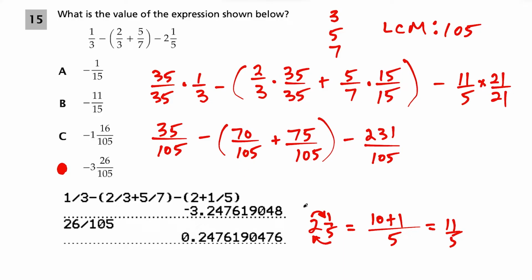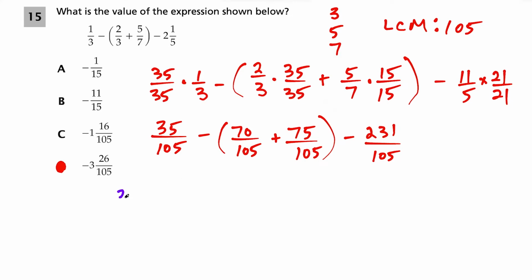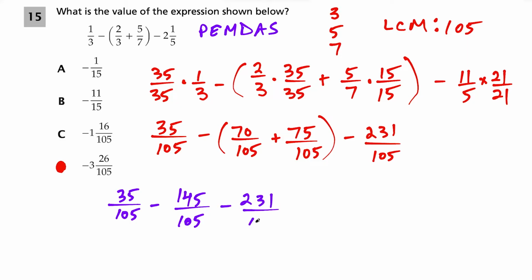So now from here, I'm just going to go piece by piece. Now we could simplify. We have 35 over 105, and we're subtracting what we have in the parentheses. So we're going to do the parentheses first. Just think order of operations. We have PEMDAS, so we're doing parentheses first. 70 plus 75 is 145. So we're going to subtract 145 over 105. And now we have minus 231 over 105. Next I would subtract these two. I'm going to do 35 minus 145, and that's going to give us negative 110. So I have negative 110 over 105 minus 231 over 105.